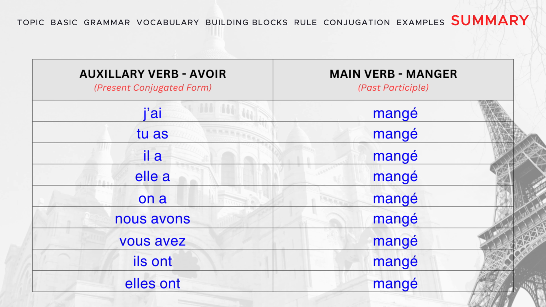Here is the summary of this conjugation in tabular format. I hope now you have basic understanding about verb conjugation in past tense. In coming videos, we will see how to conjugate some more verbs in past tense. Till then, please keep practicing.